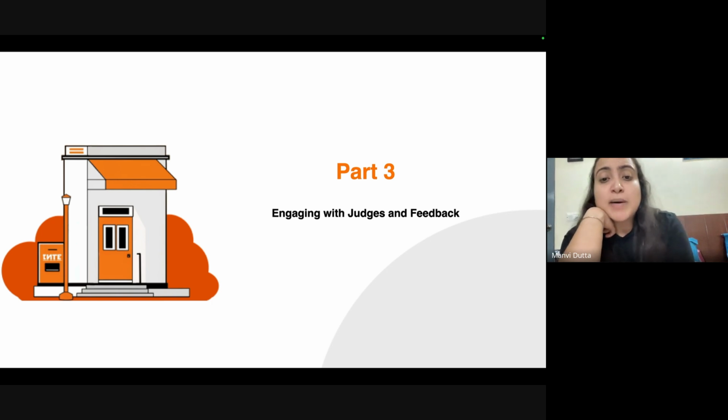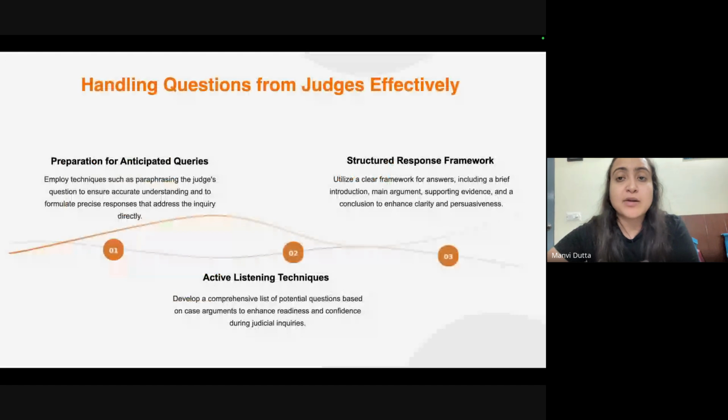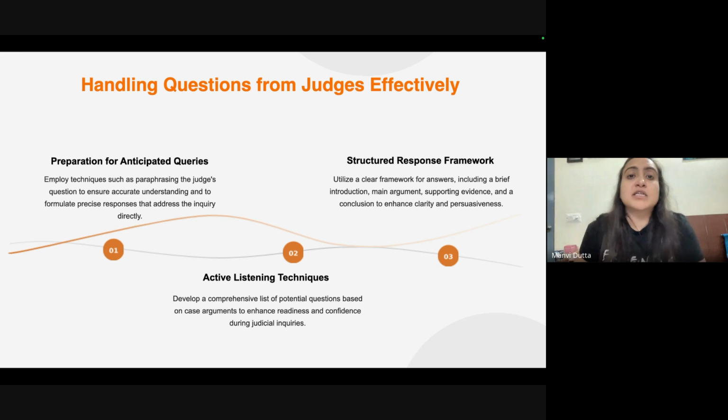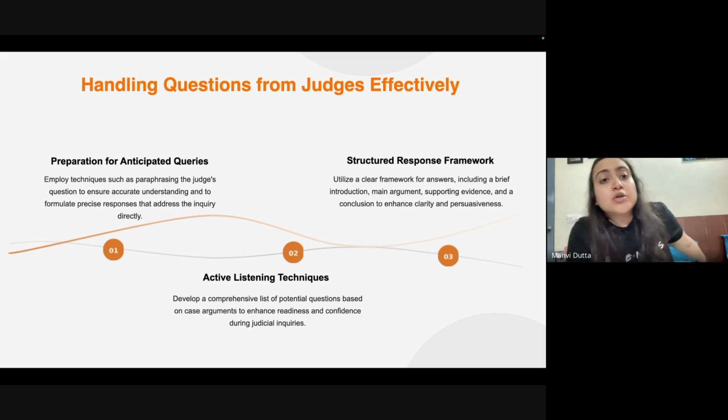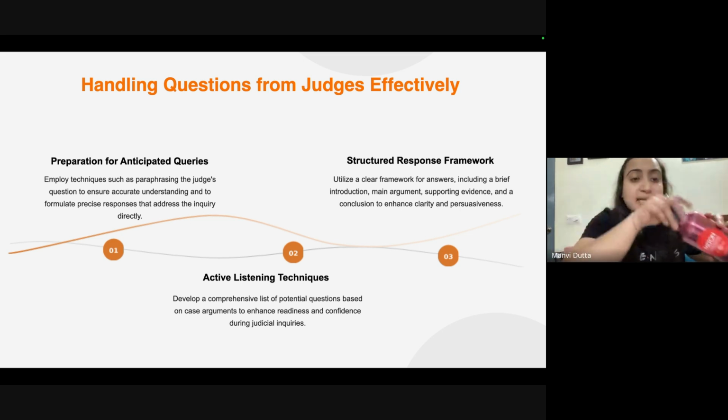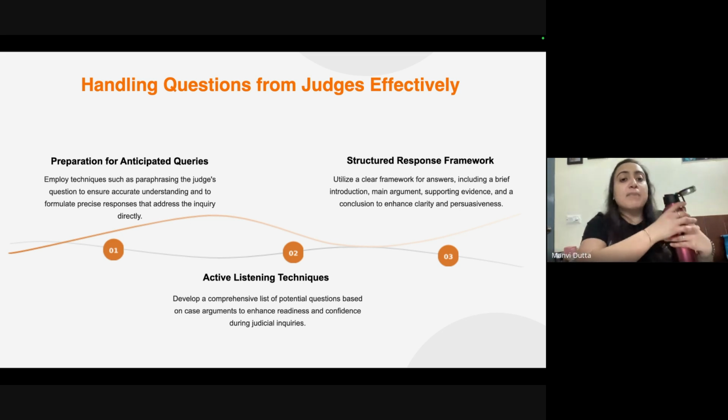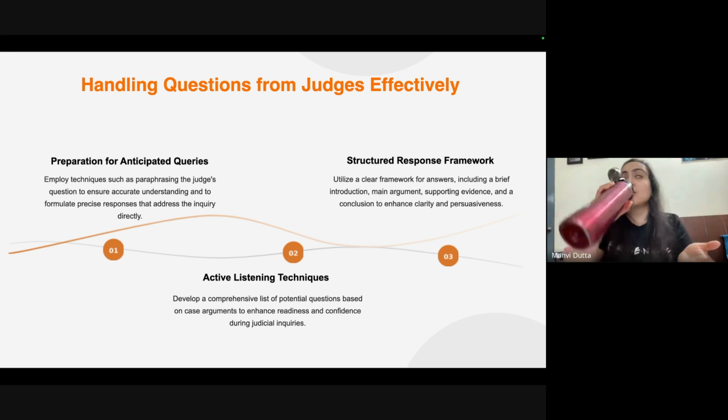Then comes the last part, that is engaging with the judges and the feedback. That is the last part of oral advocacy and courtroom presentation. That is handling of the questions from the judges effectively. Now, how can you handle the questions? First of all, by preparing anticipated queries. So you should always employ techniques such as paraphrasing the judge's question.